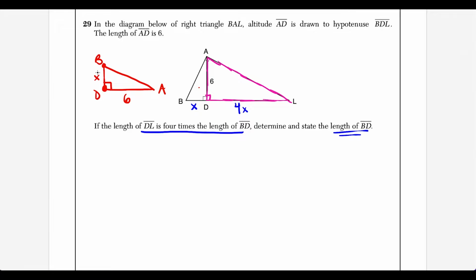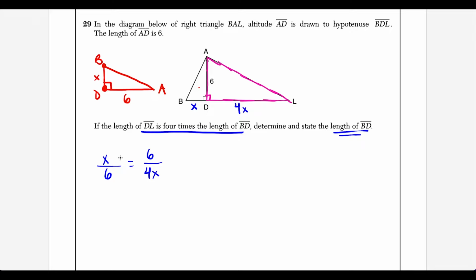So what I have here is that the vertical segment, x over 6 in triangle BDA, is going to be equal to, in triangle ADL, 6 over 4x, because once again we're setting up the corresponding sides in our ratio. So we have the vertical side to the horizontal side, x over 6. That ratio has to be the same as the vertical side to the horizontal side, because the red and the pink triangle here are similar.